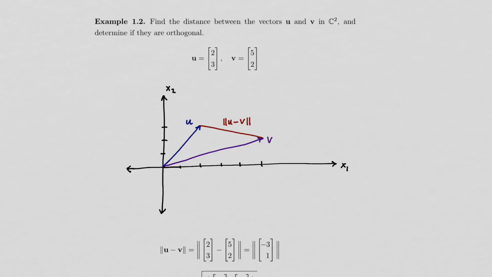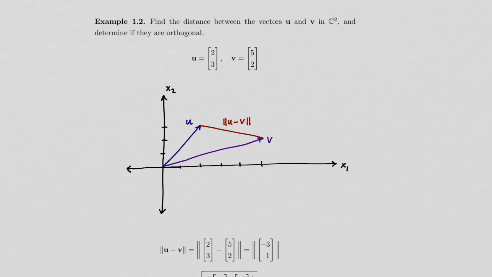Okay, let's do another example. Let's say I'm given these vectors u and v. They're in C², but since each vector has real entries, we can picture them here in R². Like I said, we generally don't try to draw C², but here is a picture of R², and I can consider that u and v are just in R². Here's u, here's v. We're asked to find the distance between u and v, and then also to decide if they're orthogonal.